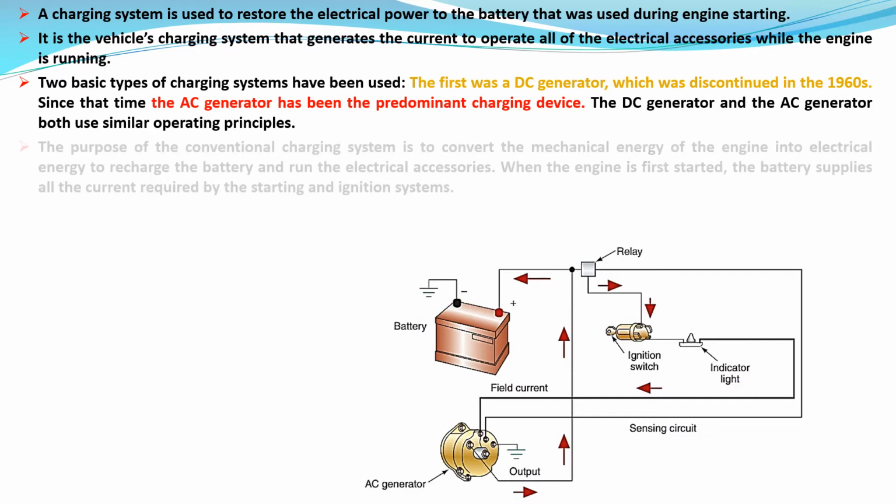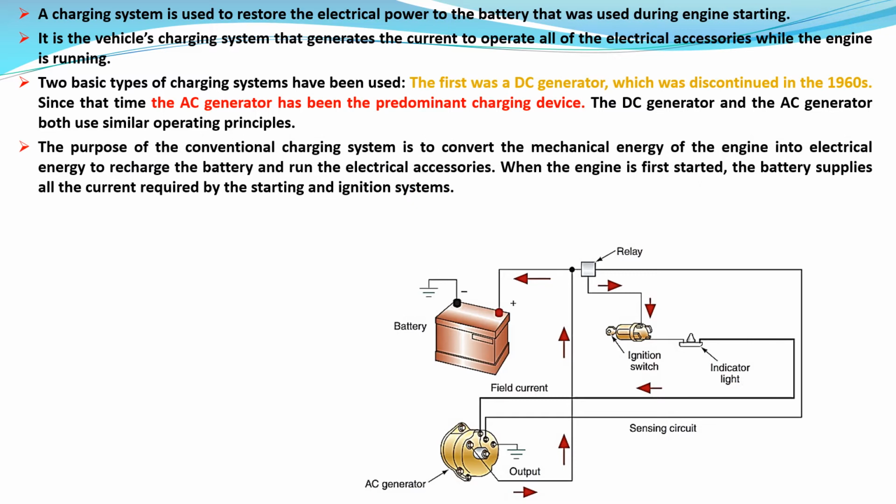The purpose of the conventional charging system is to convert the mechanical energy of the engine into electrical energy to recharge the battery and run the electrical accessories. When the engine is first started, the battery supplies all the current required by the starting and ignition system.